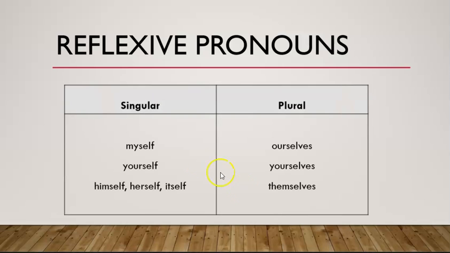So these are the forms of reflexive pronouns. So myself, yourself, himself, herself, itself. These are all singular. The plural all end in the selves, V-E-S. Ourselves, yourselves, and themselves. Okay, so sometimes students think it's their selves. That is not true. It's themselves.